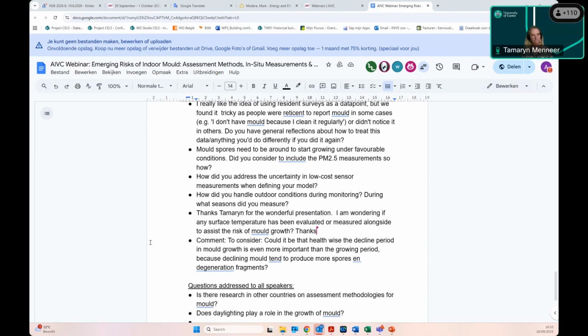Thanks. Yeah. How did you address the uncertainty of local sensor measurement when defining your model? So these sensors, I don't have the data to hand. I do have accuracy ratings about them, which are, I think, in the supplementary materials of the paper, but I could look those up.